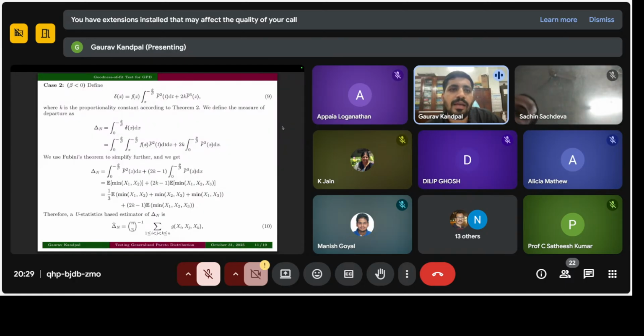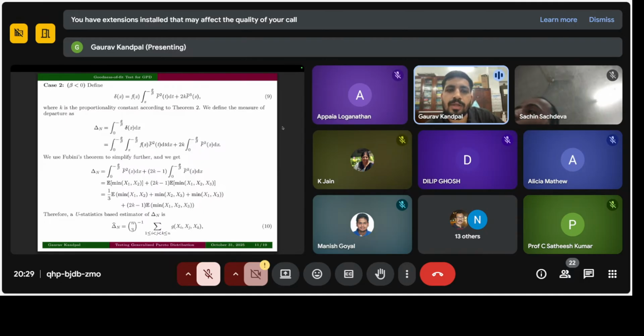So, k is the proportionality constant given in theorem number 2, which I showed you. Based on this, we define a measure of departure, delta n, which is the integration of delta x from, as you can see here, 0 to minus theta by beta, because I said earlier that for the negative shape parameter case, we have a bounded support, which is from 0 to minus theta by beta.